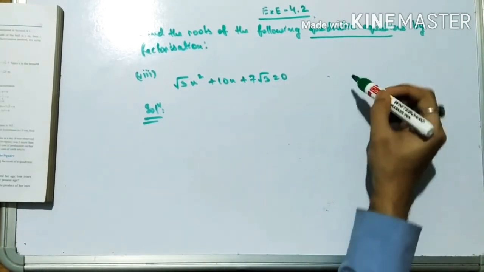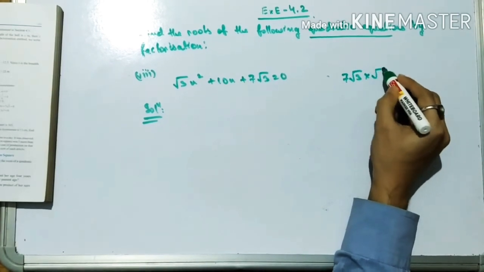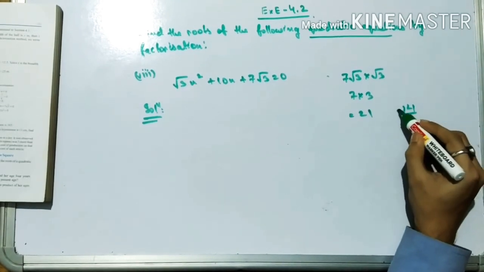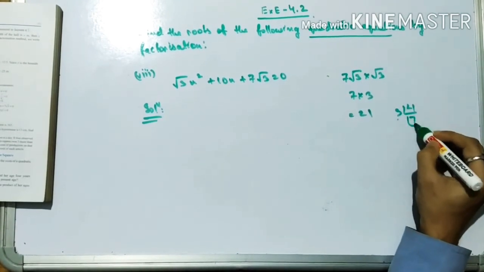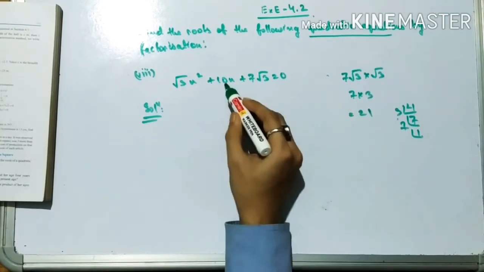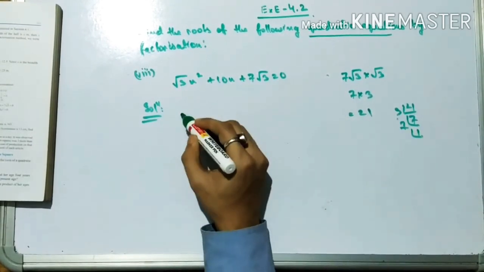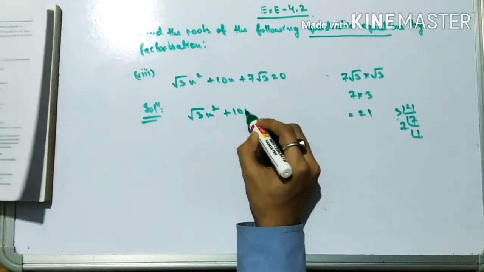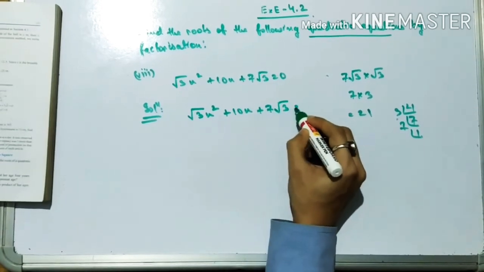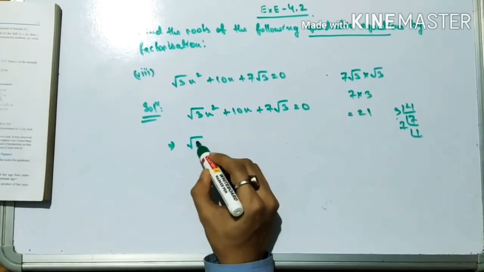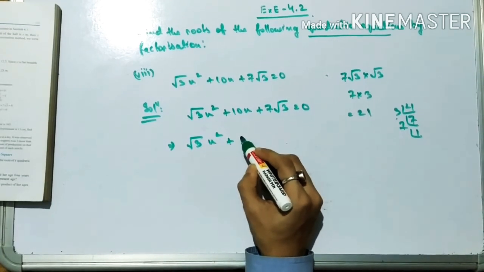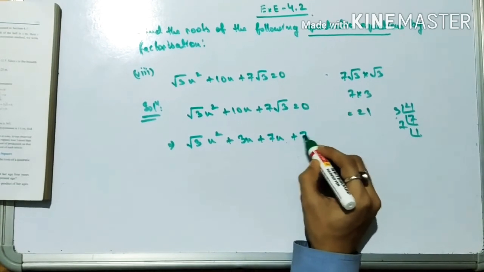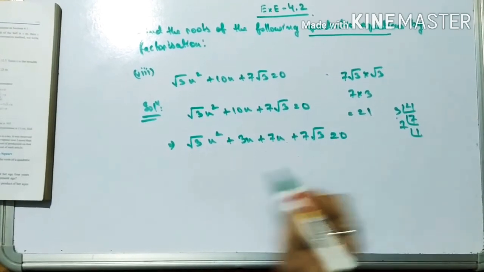7 root 3 into root 3, I will get 7 into 3 which is equal to 21. Now 21 if I do prime factorization, then 3 7s are 21, 7 1s are 7. So 10x there, 3 plus 7 I will get 10. So first of all let me write the question: root 3 x square plus 10x plus 7 root 3 is equal to 0. So this one I can write root 3 x square plus 3x plus 7x plus 7 root 3 is equal to 0.